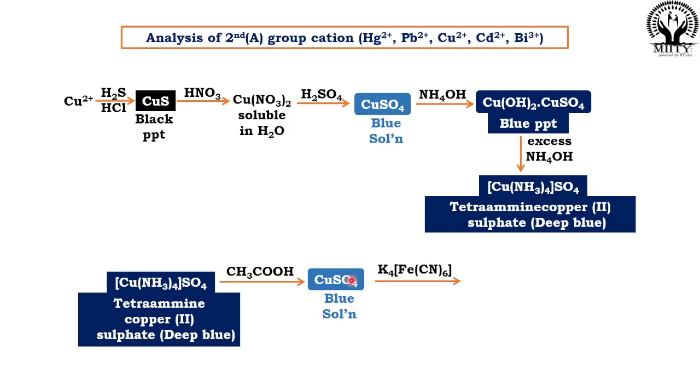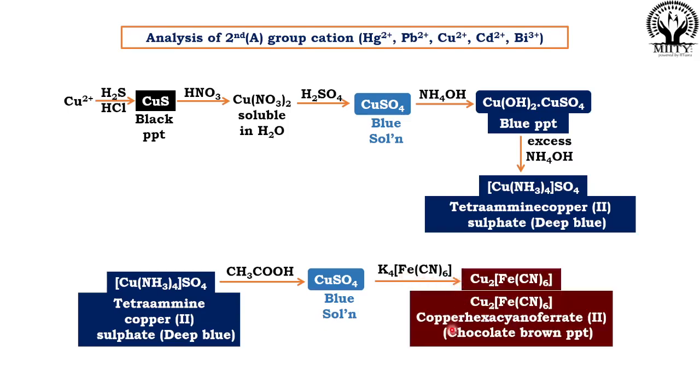To the solution we add potassium ferrocyanide, so that it forms chocolate brown PPT of Cu2[Fe(CN)6]. When we add potassium ferrocyanide to copper sulfate solution, Cu2+ combines with the anion of the complex and forms chocolate brown PPT, Cu2[Fe(CN)6]. So this is how we can identify copper ion present in the solution.